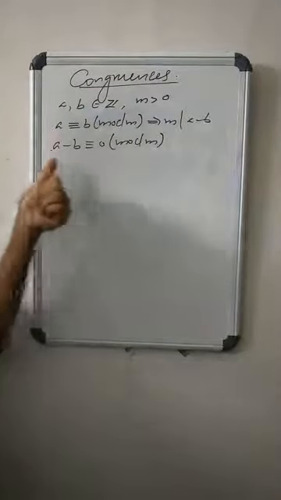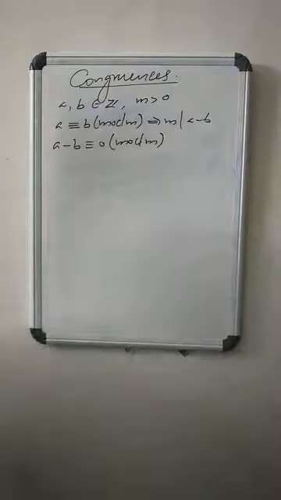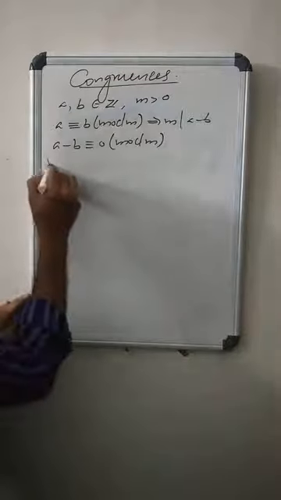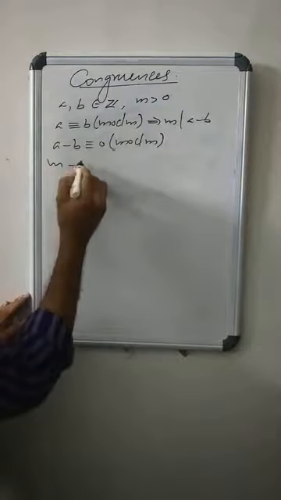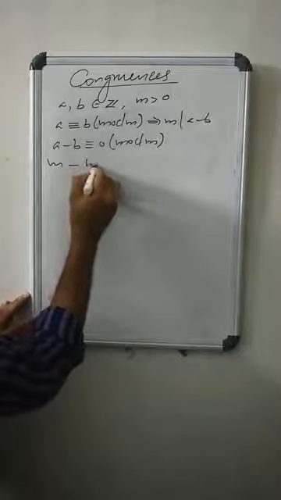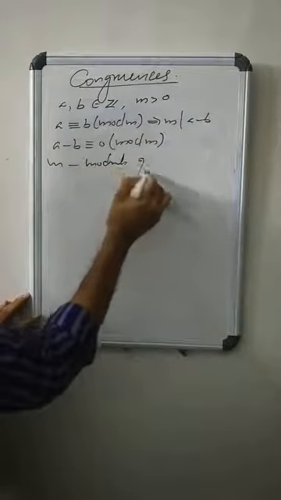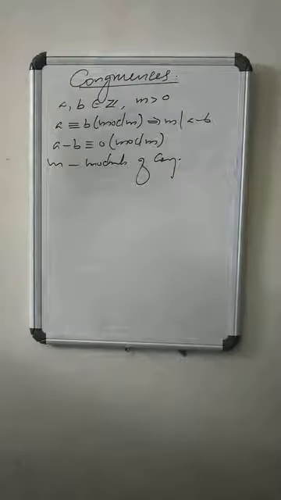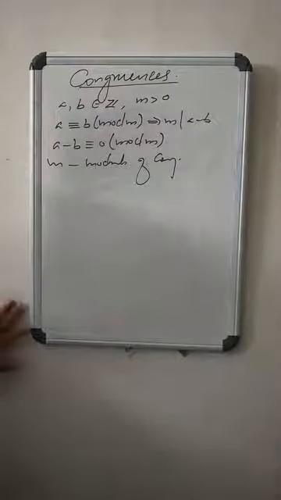It means m divides the difference of a and b. Here m is called the modulus of the congruence. What is m? The positive integer m is called the modulus of the congruence. So a is congruent to b mod m means m divides a minus b.